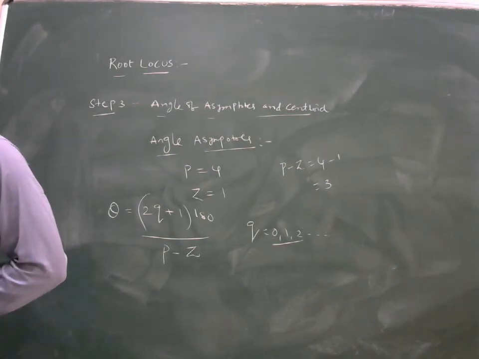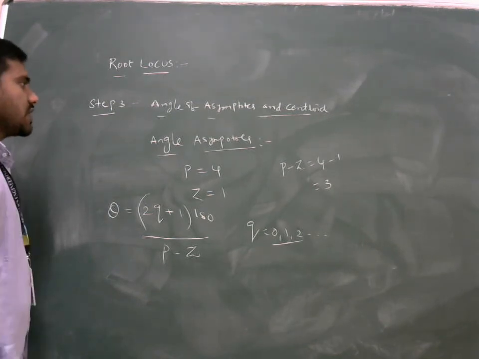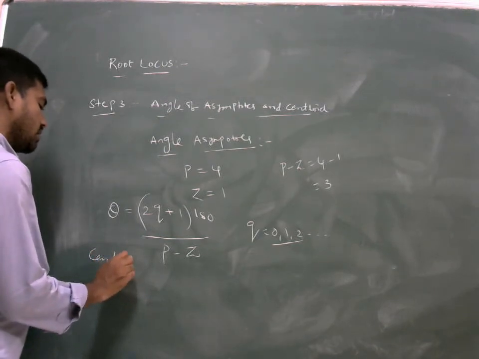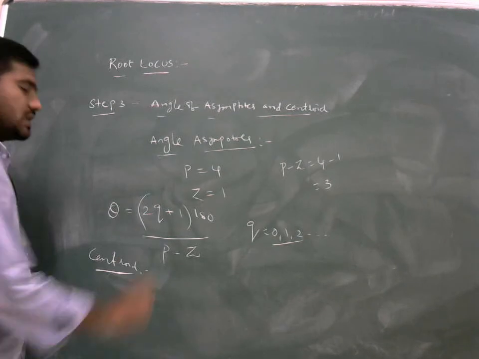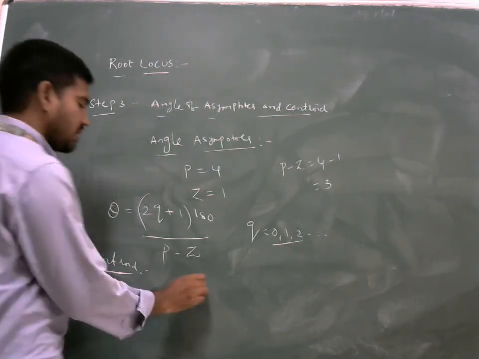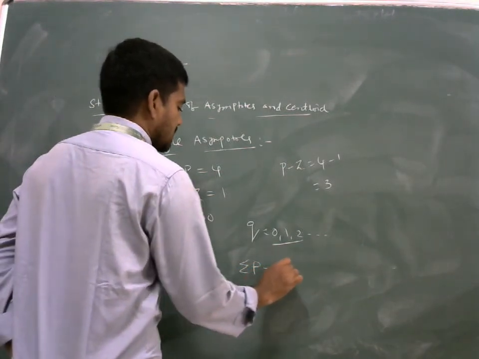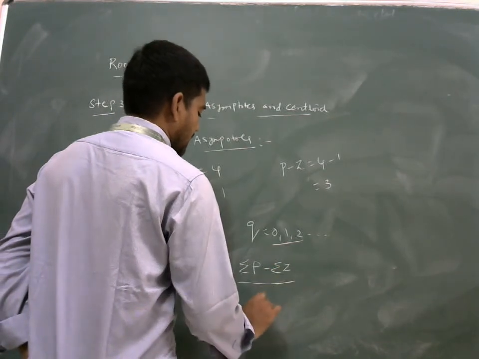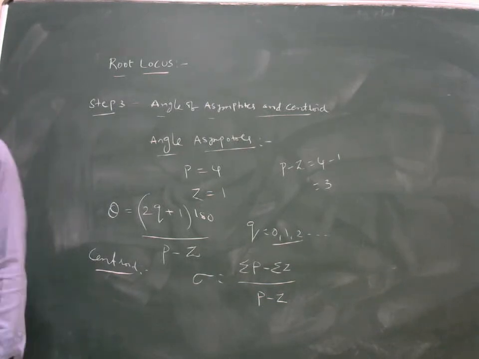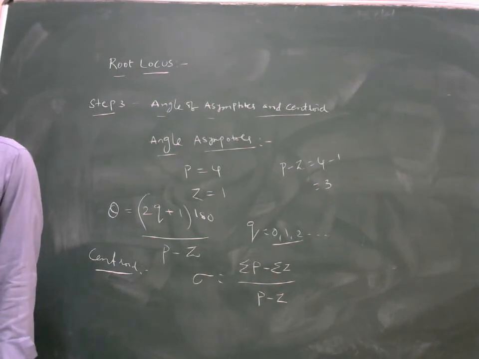Next one is the centroid. What is a centroid? How are we going to find the centroid? Again we are having a formula: centroid sigma is equal to summation of poles minus summation of zeros, divided by number of poles minus number of zeros.